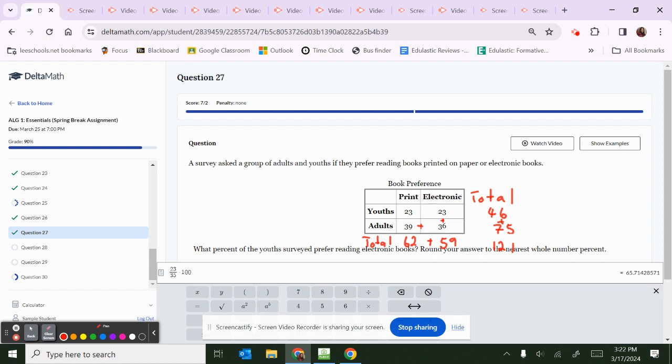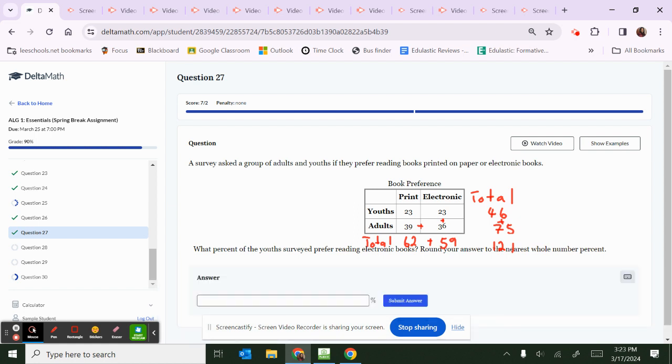So let's read what the question wants us to do. The question says, what percentage of youths? So I'm focusing on youths, so this is the area I'm focused on. What percentage of youths prefer reading electronic books? So youths that like electronics, we have 23 youths out of our 46. And I need to multiply that by 100. And why am I multiplying it by 100? So that I can convert it to a percentage.